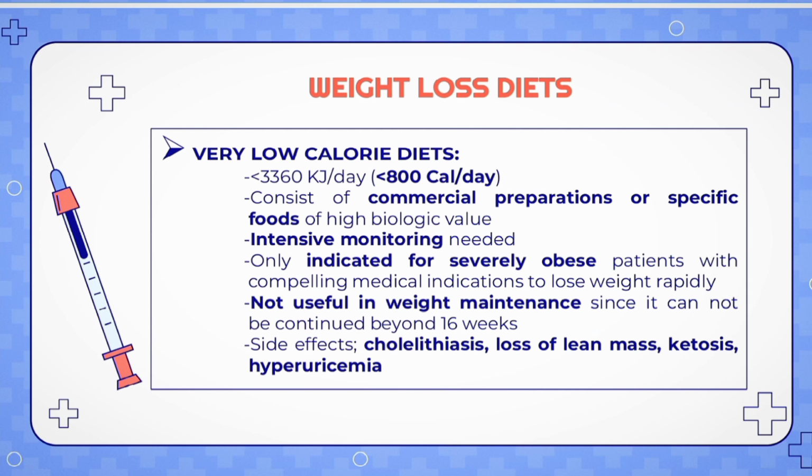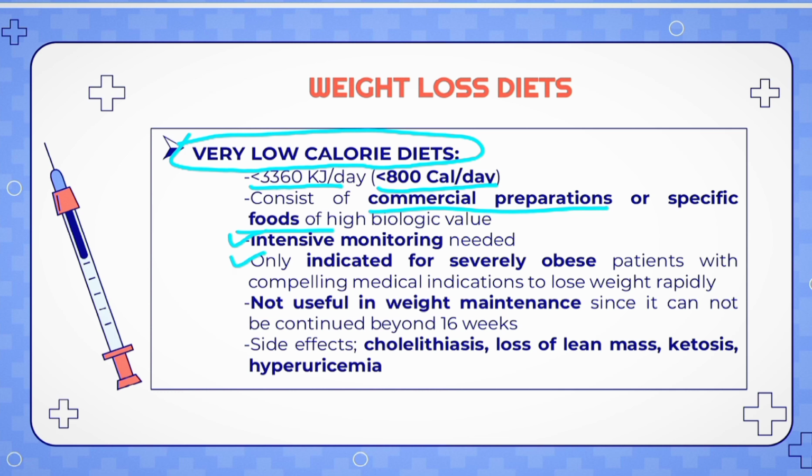Another type of weight loss diet is very low calorie diets. Here we consume less than 800 calories per day or less than 3060 kilojoules per day, and such very low calorie diets consist of commercial preparations or specific foods having high biological value. However, for such a diet, intensive monitoring is very important, and such very low calorie diets are only indicated for severely obese persons who have compelling medical indications to lose weight rapidly.